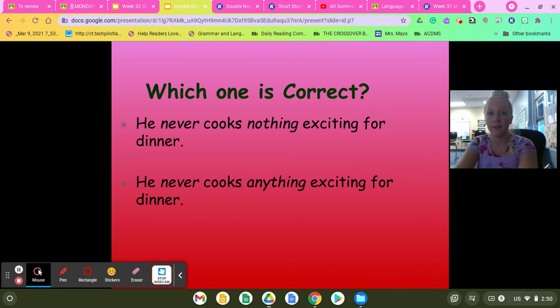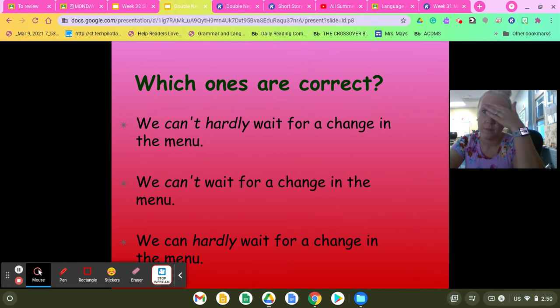Which one is correct if we look at these two? He never cooks nothing exciting for dinner, or he never cooks anything exciting for dinner. The correct one here should be the bottom one, because you have never and nothing, which are both negative words in that first sentence.